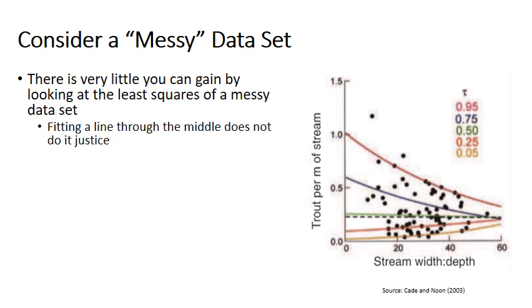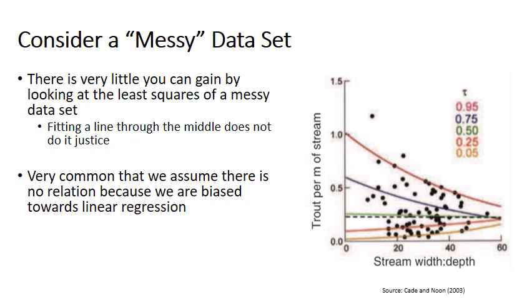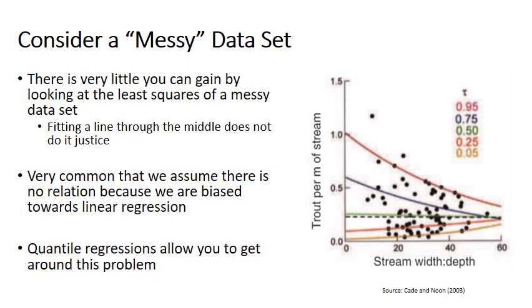You're really not going to be able to pick up on all the different variables and plots that are taking hold and playing a role in the overall story. So it's really common that we assume that there's no relation between two variables because we're biased towards this linear regression, when really we're missing the whole picture. It's like we're opening up these novels and saying, nope, they're no good, because we started reading from the middle. Quantile regressions allow you to get around this problem.